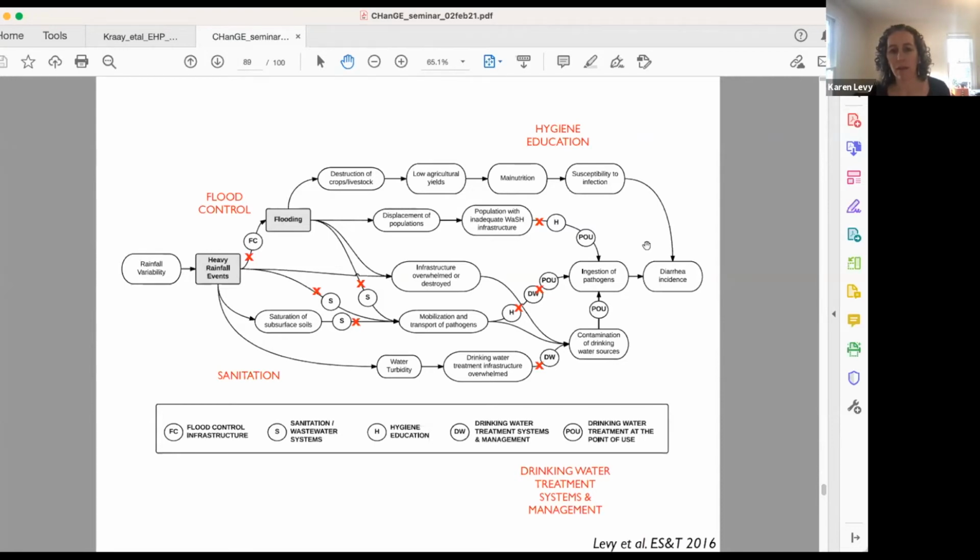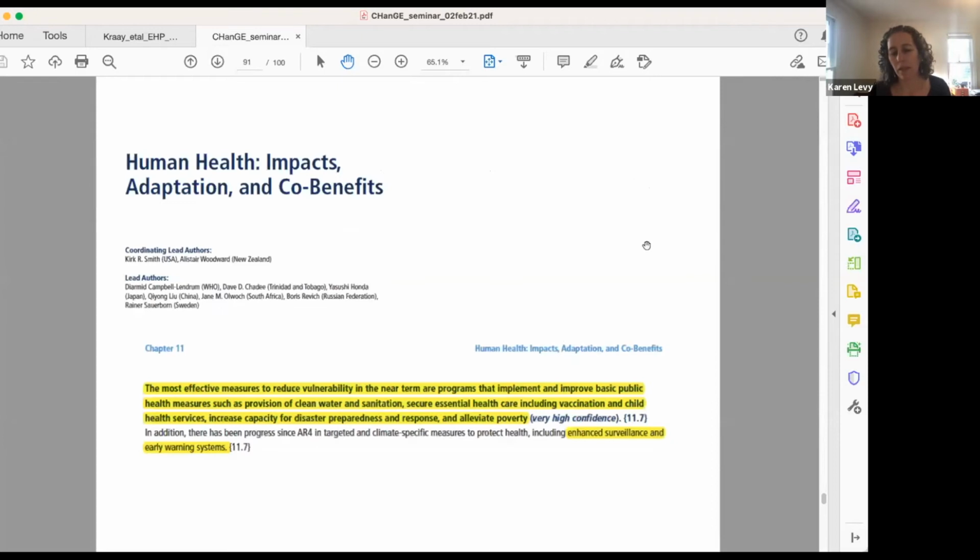And then point of use drinking water treatment. This is consistent with a lot of the literature in the IPCC that talks about how the most effective measures in the near term are to improve basic public health measures. And there's a lot of things that we already know how to do.